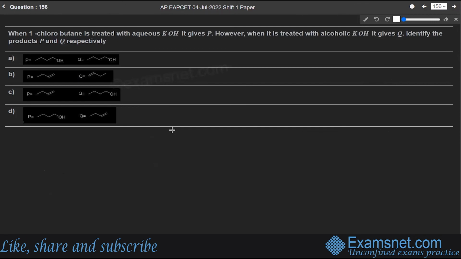Yes. Now the question from 156. Again, the question is from organic chemistry, and this question is from alcohols, phenols, and ethers. So, let's see what the question has asked. When 1-chlorobutane is treated with aqueous KOH, it gives P. However, when it is treated with alcoholic KOH, it gives Q. Identify the products P and Q respectively.